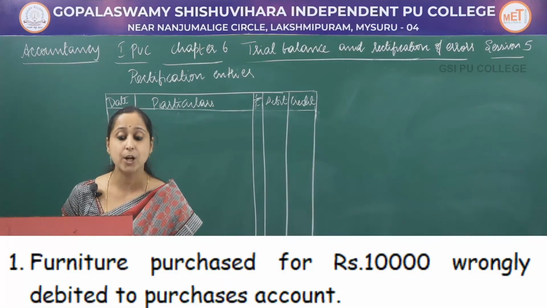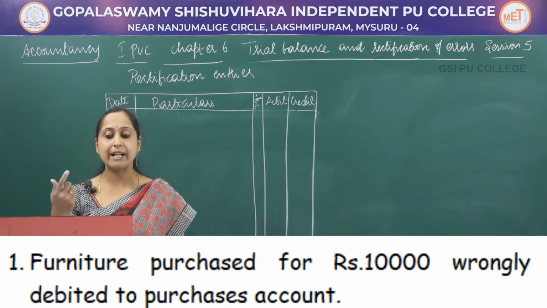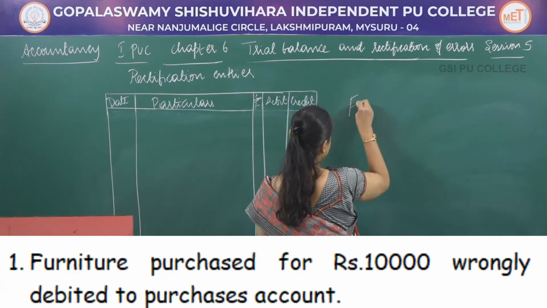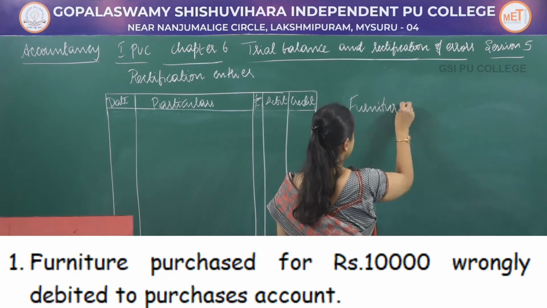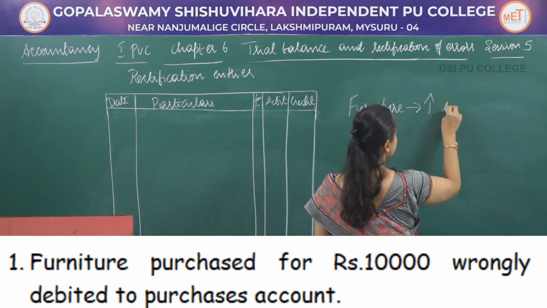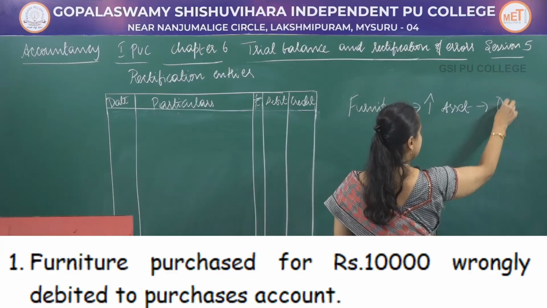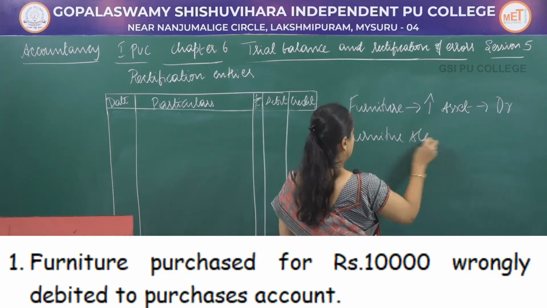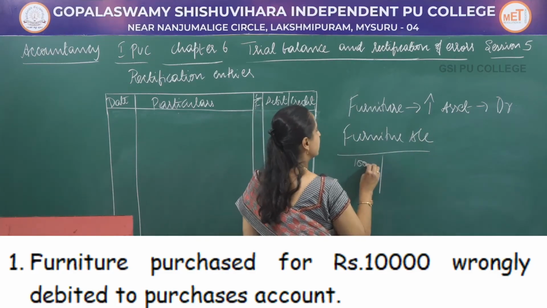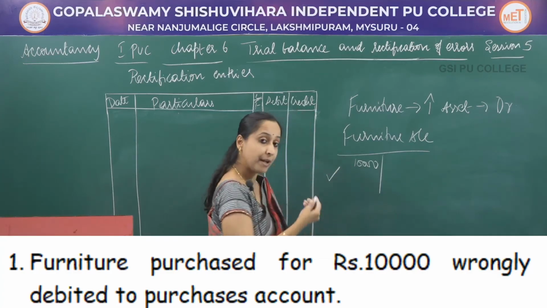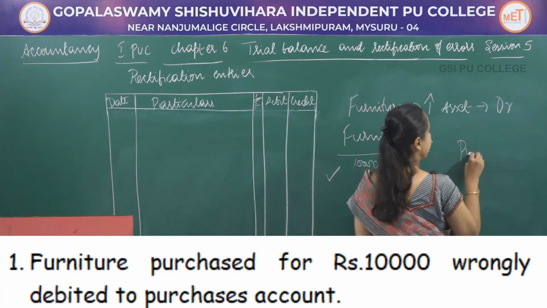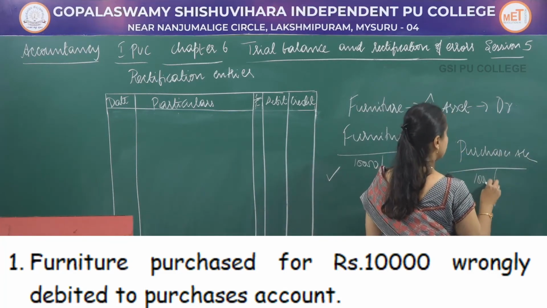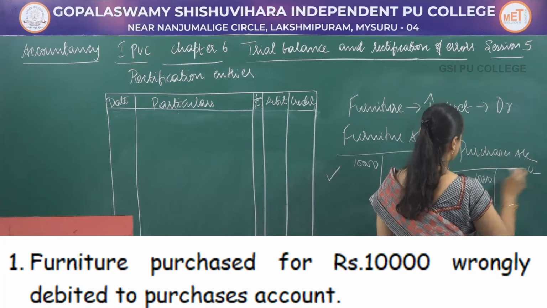First transaction is furniture purchased for rupees 10,000 wrongly debited to purchases account. Here they have purchased furniture. Purchased furniture means there is an increase in asset. So if there is any increase in asset, it must be debited. So furniture account 10,000, this is right. But instead of debiting, what have they done? They have debited purchases account, and this is wrong. 10,000 they have entered in debit side of purchases account, and this is wrong.